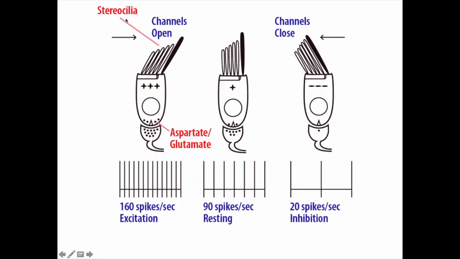Here you can see that when the stereocilia bend towards the kinocilium, there is a depolarizing signal. It is due to the release of an excitatory neurotransmitter, which can be either aspartate or glutamate, and so the spikes will be 160 per second. It's an excitation. When it is at rest, it is only about 90 spikes. It is upright. Here again, the channels get closed when the cilia move away from the kinocilium, and you see the number of spikes is 20 per second. It's actually the release of the neurotransmitter that will be inhibited.